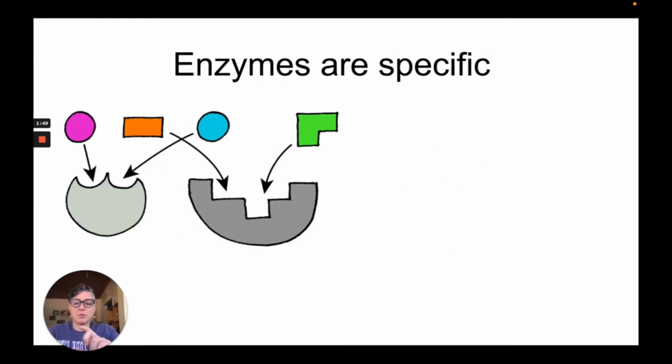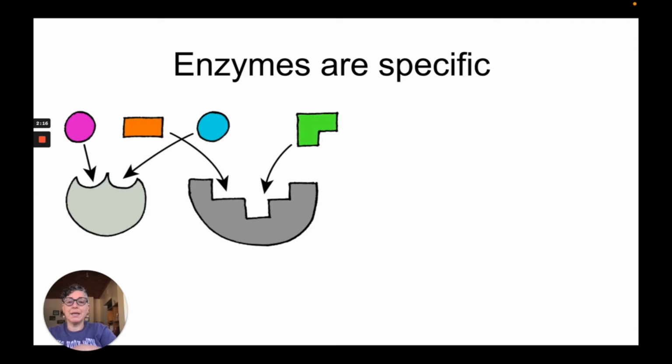So enzymes are specific. This complementary nature of the active site allows for enzymes to be specific. So if we take a look at these two enzymes and the substrates that are available for them to bind to, we can see, based solely on the shape, that only certain substrates are actually going to fit and bind perfectly because of their shape into the different types of enzymes.